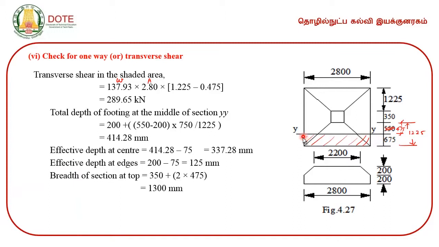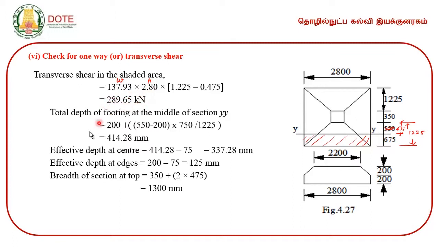And of course, this is the hatched portion. Length of the hatched portion is 2800 and breadth of the hatched portion is 1225 minus 475. So, this is the breadth and this is the length of the hatched portion, and these two parameters will give you the area of the hatched portion, and this is the intensity of soil pressure. So, this will give you the transverse shear. This is the intensity and this is the area that will give you the shear force on the hatched portion of the footing.